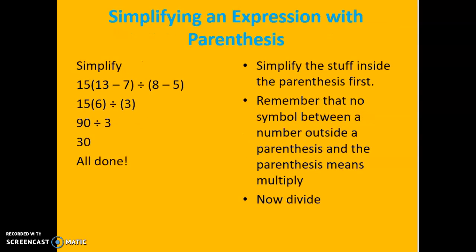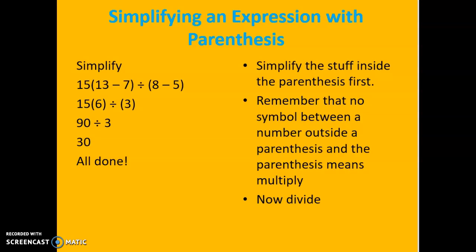The next thing that I would like us to look at is an example of simplifying when we have parentheses. Now, take a look at this example. We have 15 times the quantity 13 minus 7 divided by the quantity 8 minus 5. Now, what do I do first? Well, remember, order of operations says to do parentheses first.